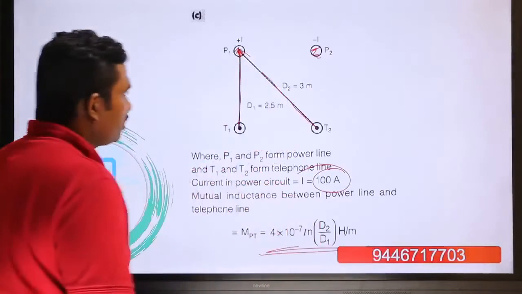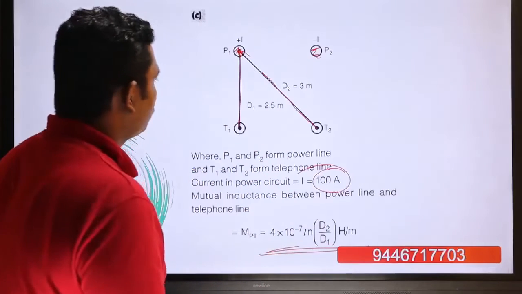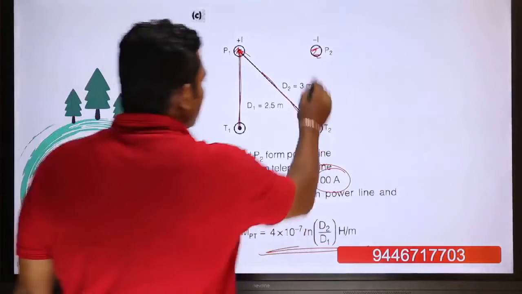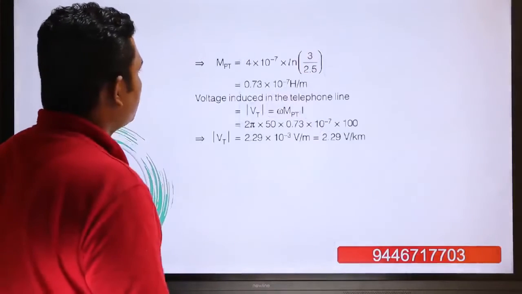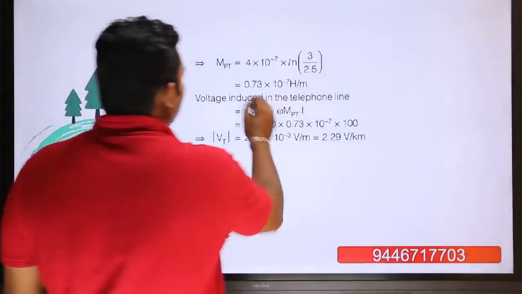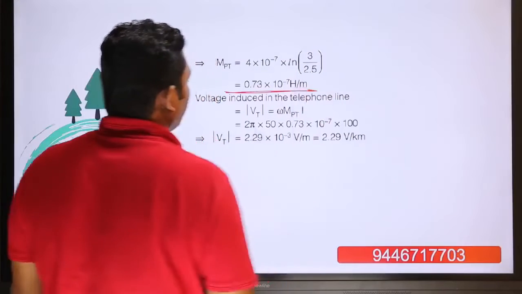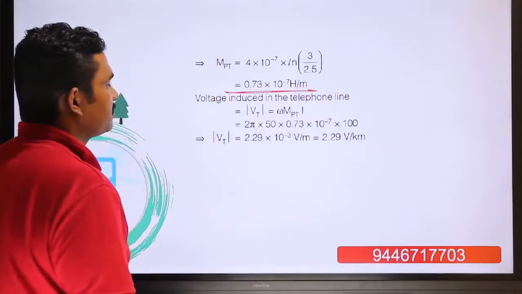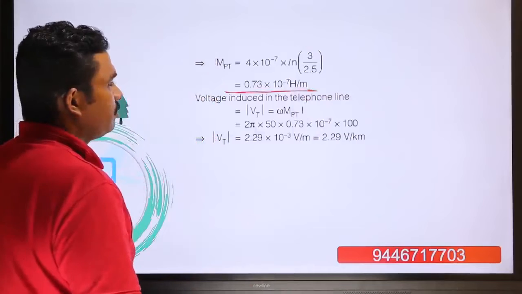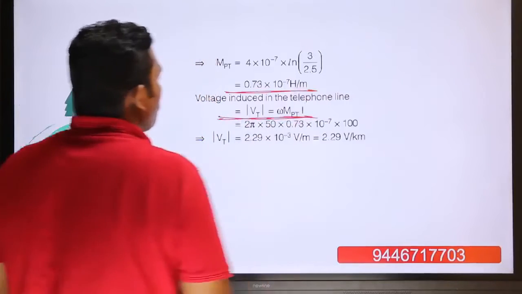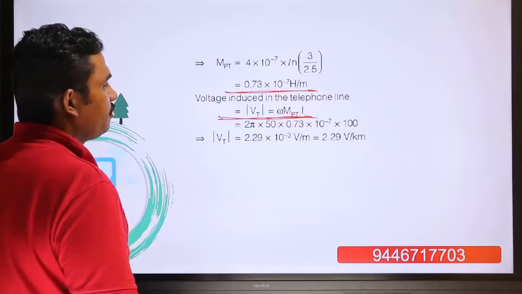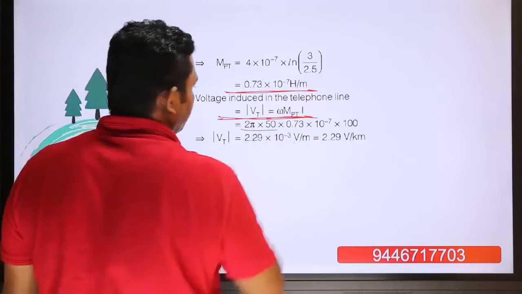It is equal to 4 into 10 raised to minus 7 ln D2 divided by D1. D2 is equal to 3 and D1 is equal to 2.5. So you can substitute the values, and then the maximum mutual inductance between the power and the transmission line is equal to this. So what is voltage induced? Voltage induced is equal to omega MPT. So what is omega? Omega is equal to 2 pi f. Frequency is given as 50.